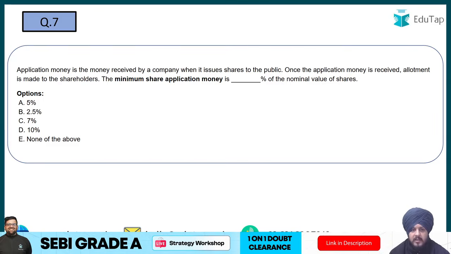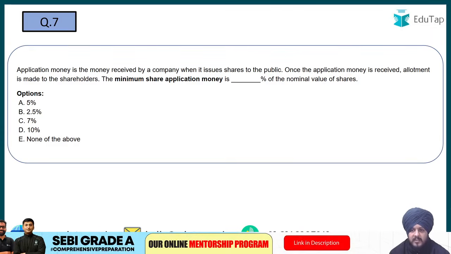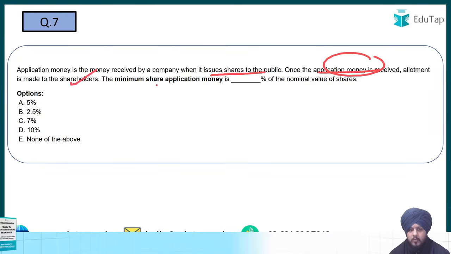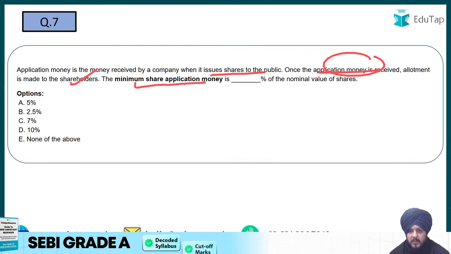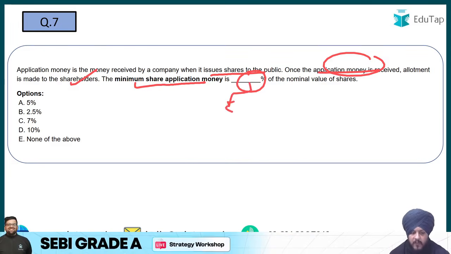Application money is the money received by a company when it issues shares to the public. Once the application money is received, allotment is made to the shareholders. The minimum share application money is dash percentage of the nominal value of shares. So if I reread the question, application money is the money that is received by the company when it issues shares to the public. Once the application money is received, allotment is made to the shareholders. The minimum share application money is dash percentage of the nominal value of shares. So what percentage is it going to be? It is going to be 5%.